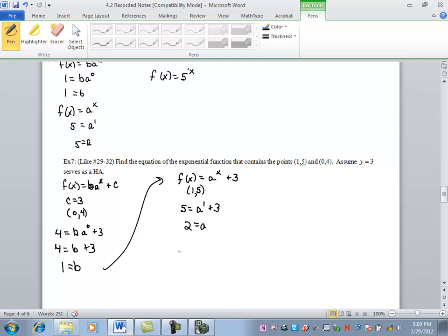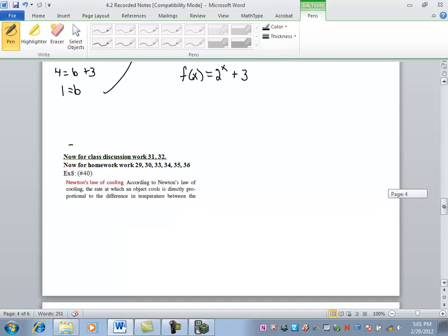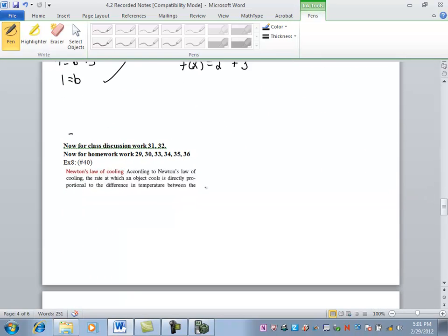A equals 2. So now we've got a function f of x equals 1, 2 to the x plus 3. If you have questions on those, make sure to bring them in. We'll give you a couple discussion questions and a couple homework questions to work there. And now we're going to take a look at Newton's law of cooling.